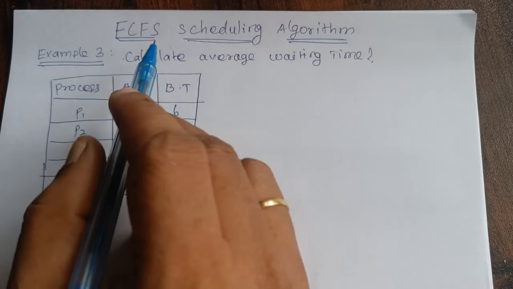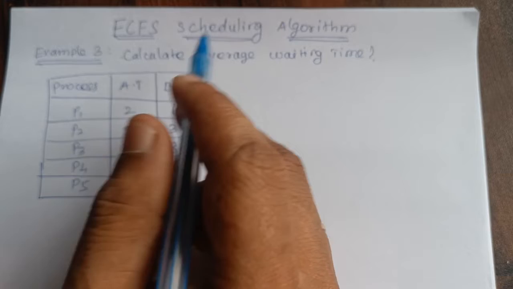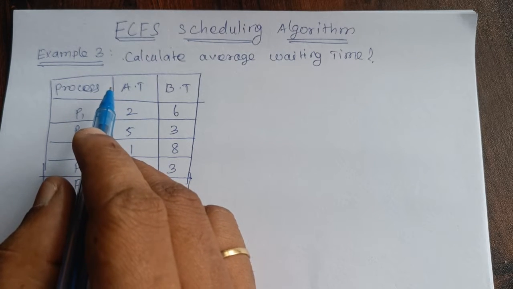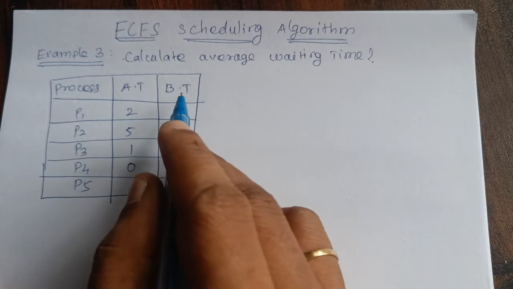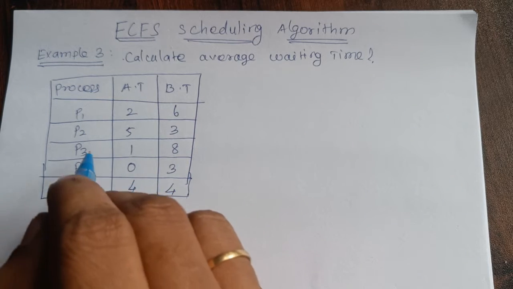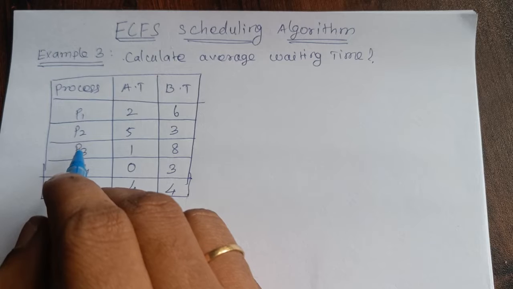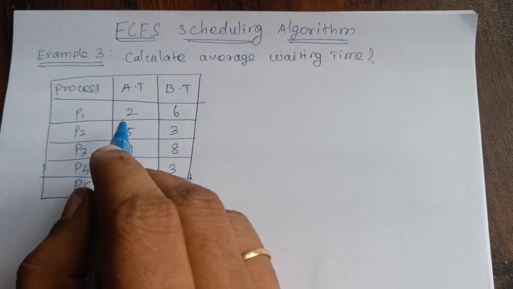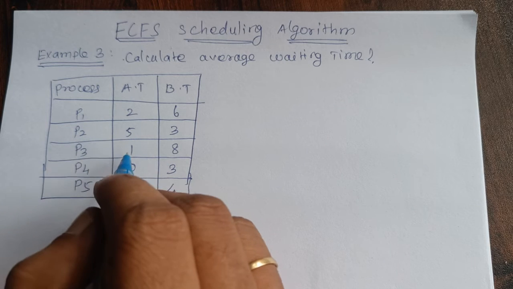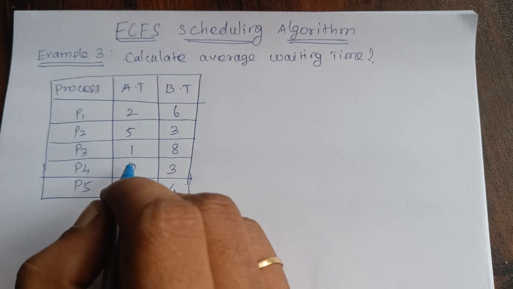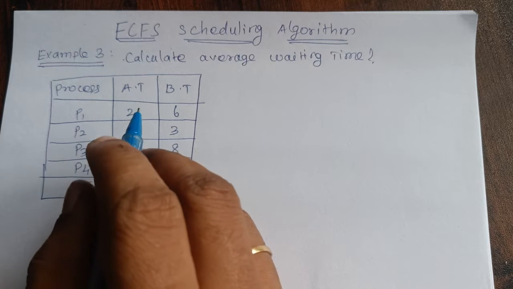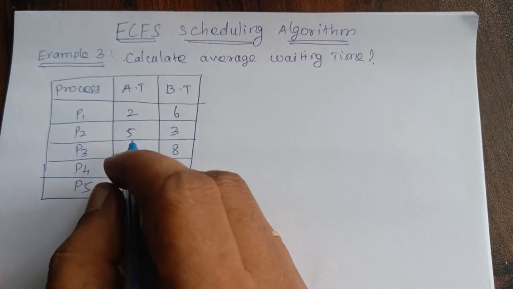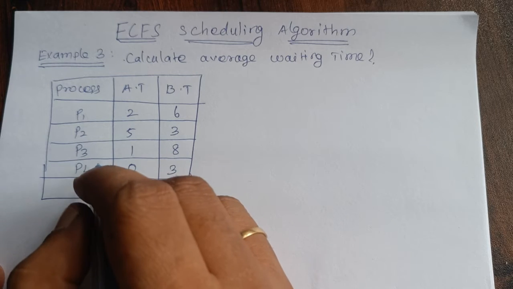Hi, today we will see the FCFS scheduling algorithm, third example. Already we have seen two examples, right? There we had the process and burst time without arrival time. We considered P1 arrival time 0, P2 arrival time 1, P3 arrival time 2, like the previous example, but here we have the arrival time for all the processes.